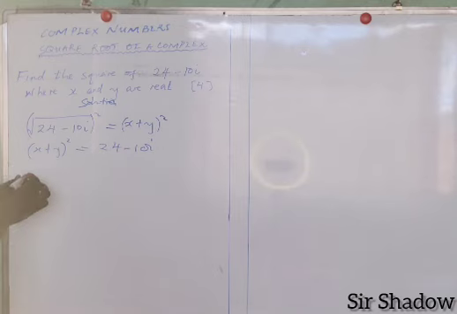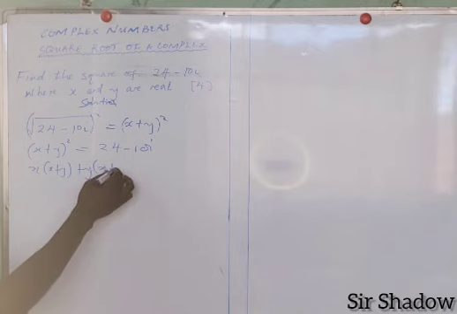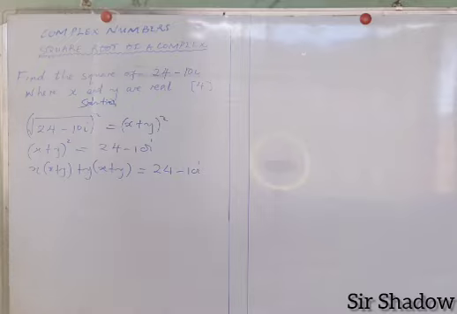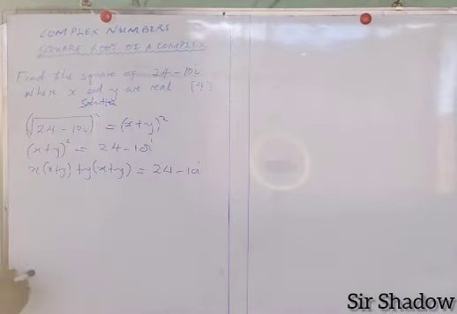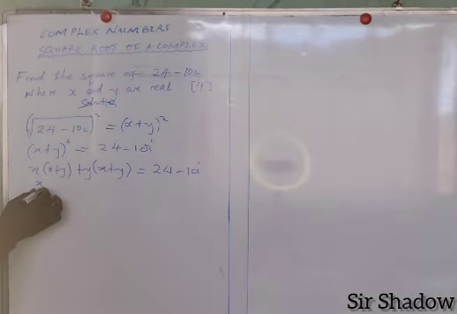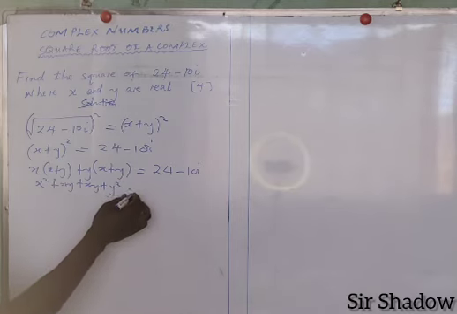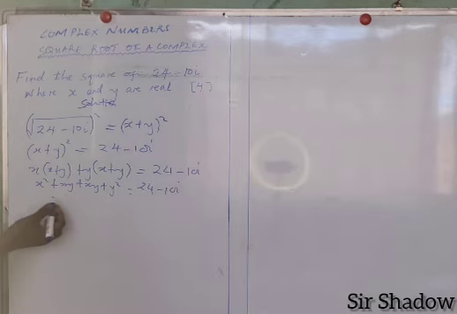Let's now expand this. We have x multiplied by (x plus iy), plus iy multiplied by (x plus iy). This should be equal to 24 minus 10i. Remember, we want to find the square root of 24 minus 10i. Expanding this, we get x squared plus ixy plus ixy, plus i squared y squared is equal to 24 minus 10i. Let's now group the like terms.